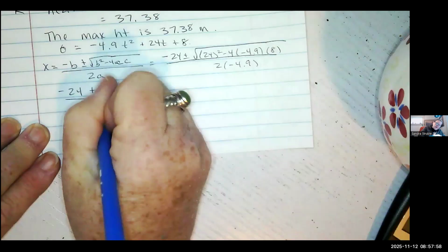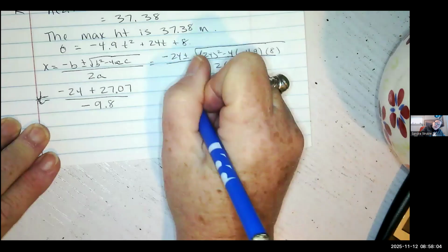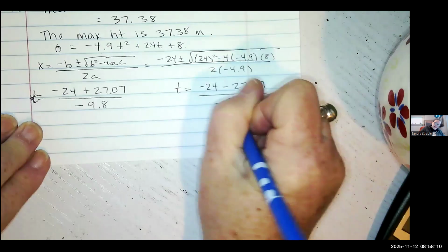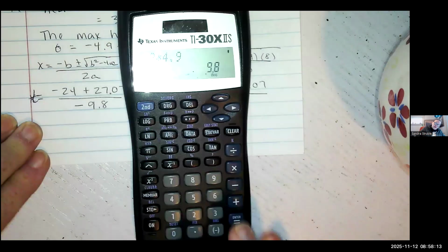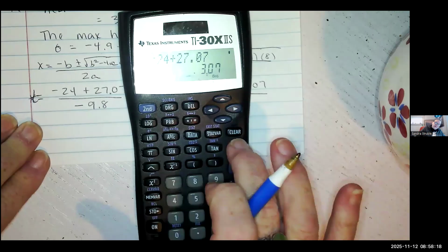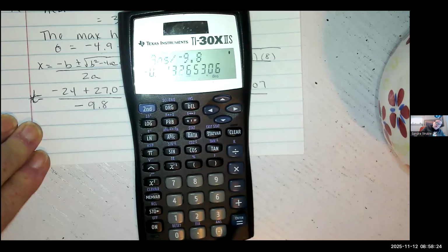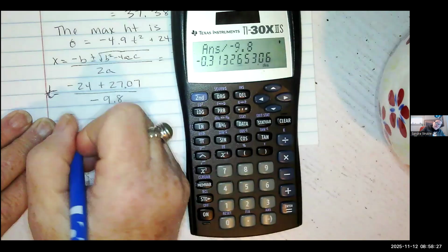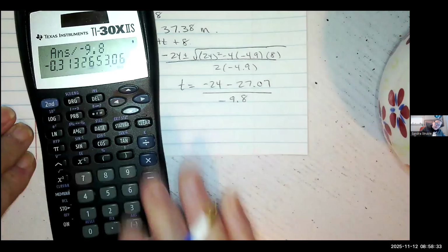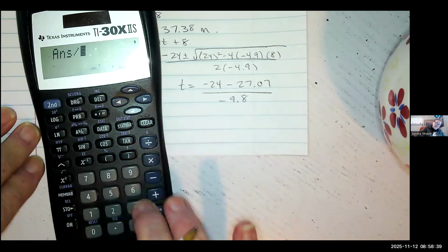T equals, sorry, and t equals negative 24 minus 27.07 divided by negative 9.8. Put each of those in the calculator. Negative 24 plus 27.07 equals, divided by negative 9.8. If you try to put this all in at one time, it's going to be wrong unless you use parentheses around your numerator. If you don't get this, you did it wrong. Negative 0.313, and then the other one is negative 24 minus 27.07 equals, and then divide that by negative 9.8, 5.21.